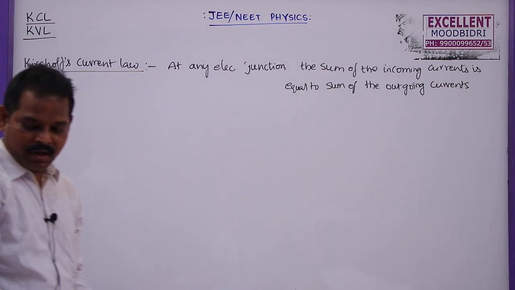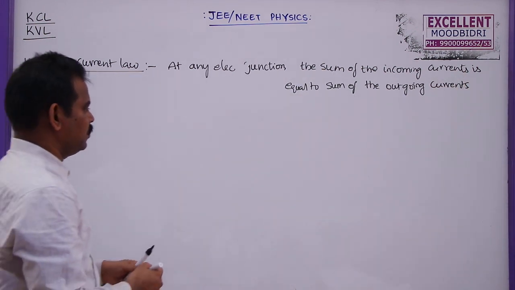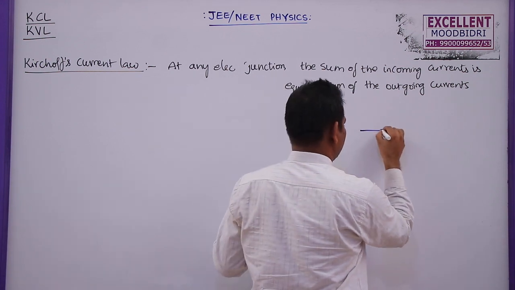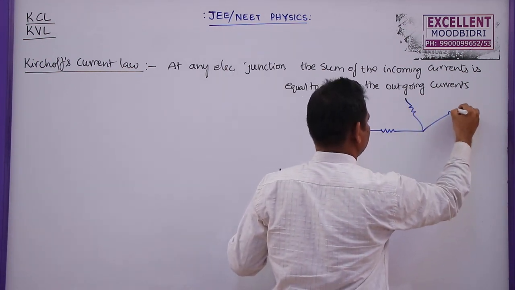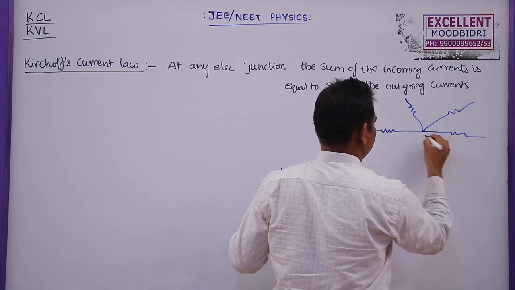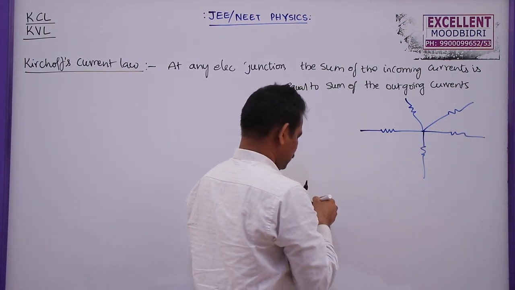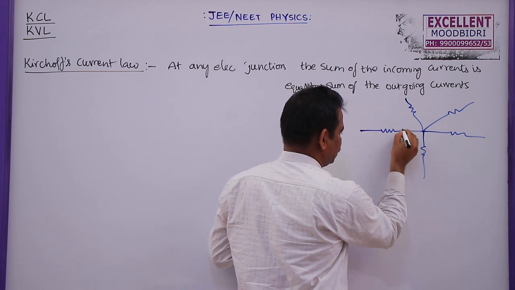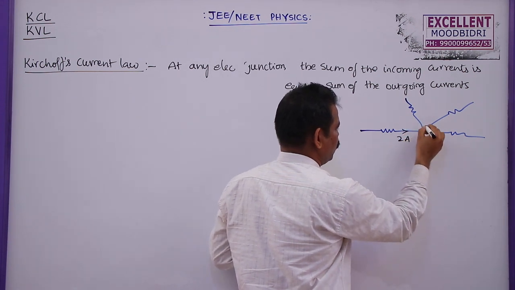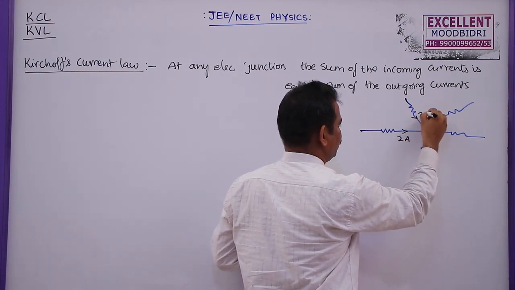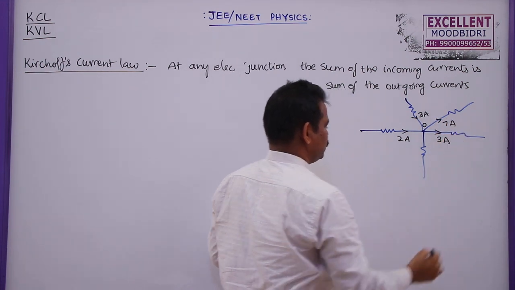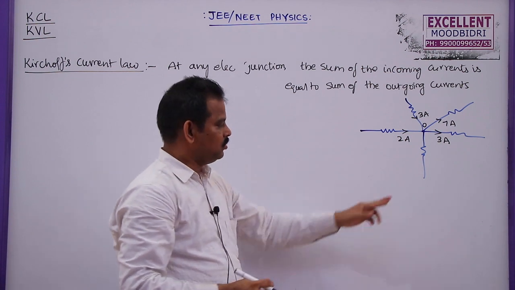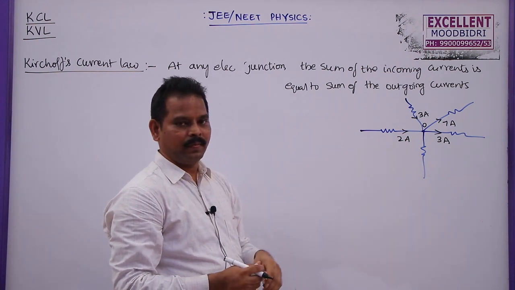Now let me take one junction here. So these are the resistors. Let us say 2 amperes current is entering this junction O, and 3 amperes, 7 amperes, 3 amperes. So what is the current direction in this one, and what is the magnitude of the current?